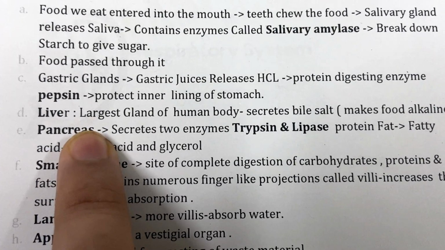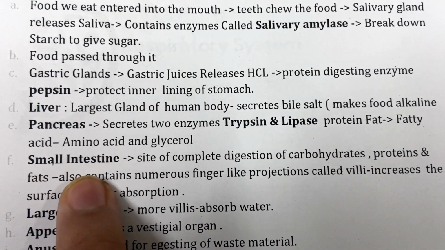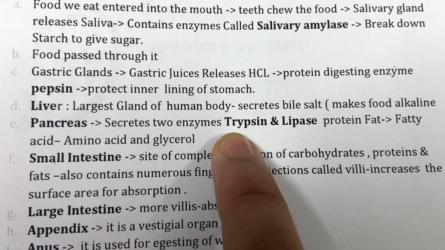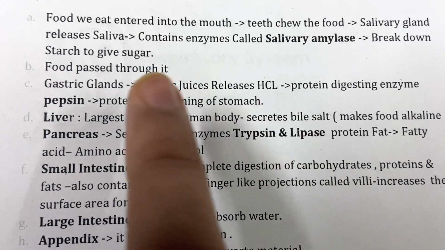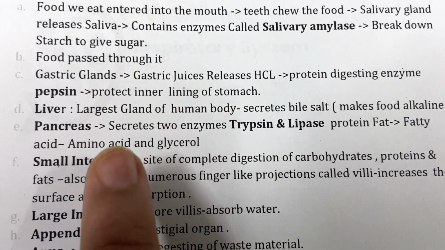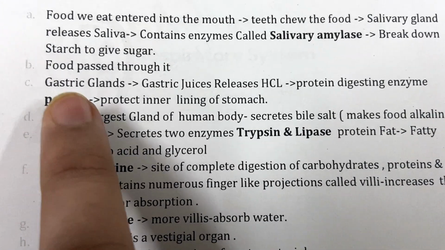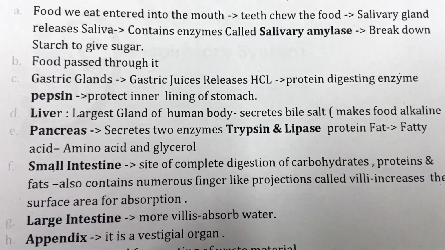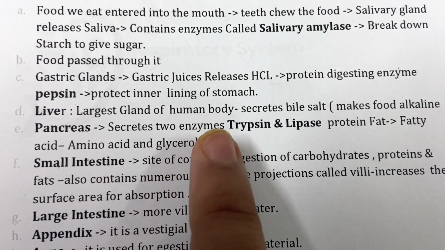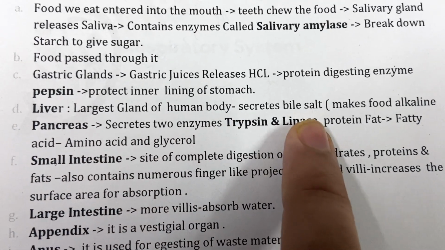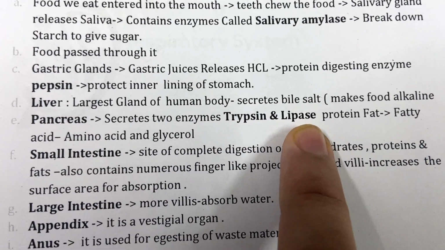The pancreas will secrete two enzymes, trypsin and lipase, into the small intestine. Trypsin will act on protein and lipase will act on fat. So after the stomach, the food enters the small intestine. In the small intestine, the liver will secrete bile, which will help in emulsification of fat, and the pancreas will release enzymes trypsin and lipase. Trypsin will act on protein and lipase will act on fat.